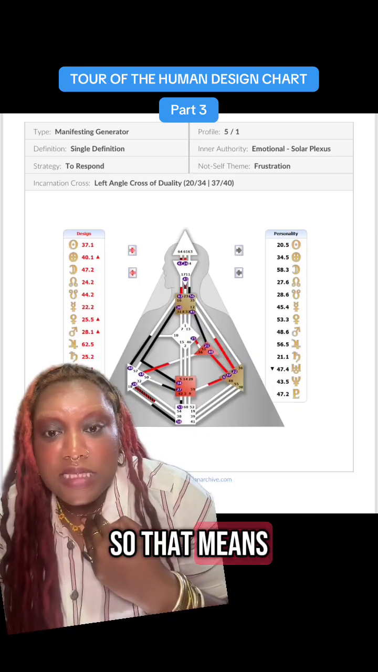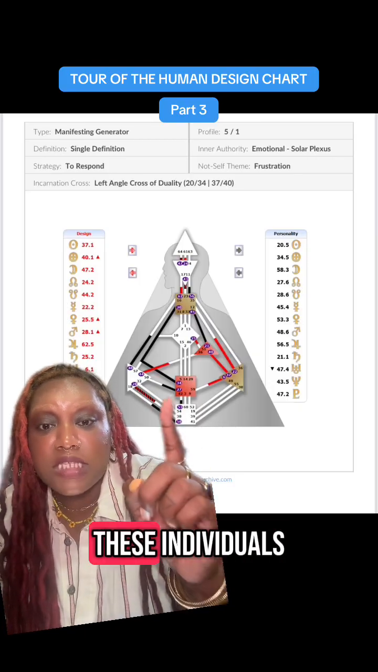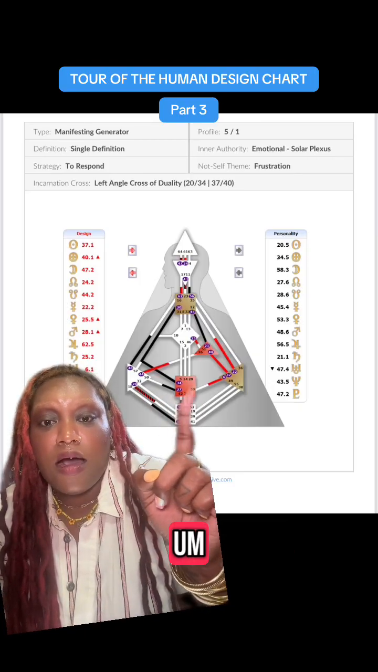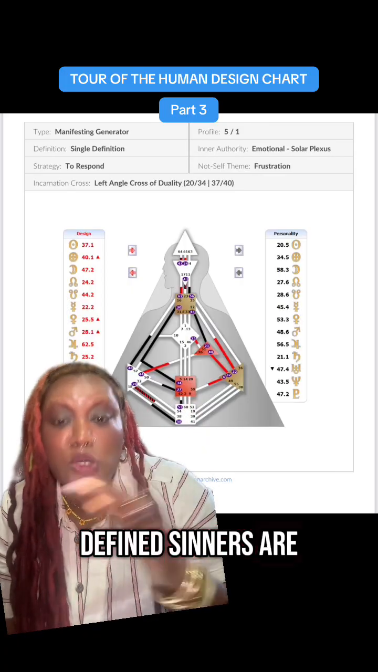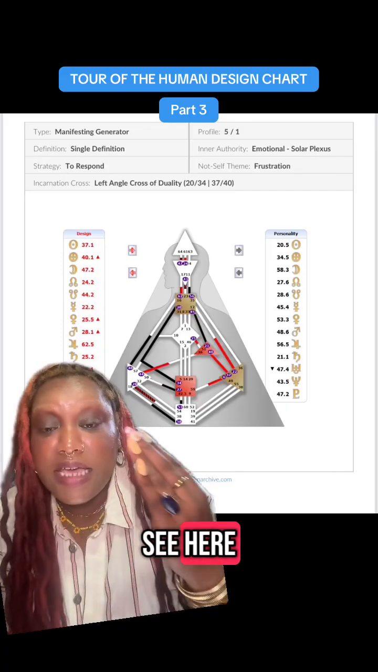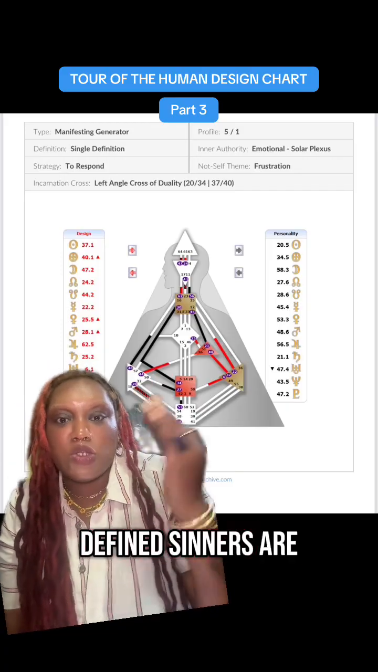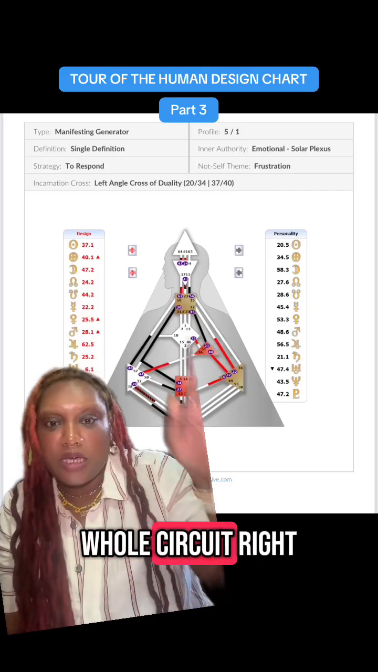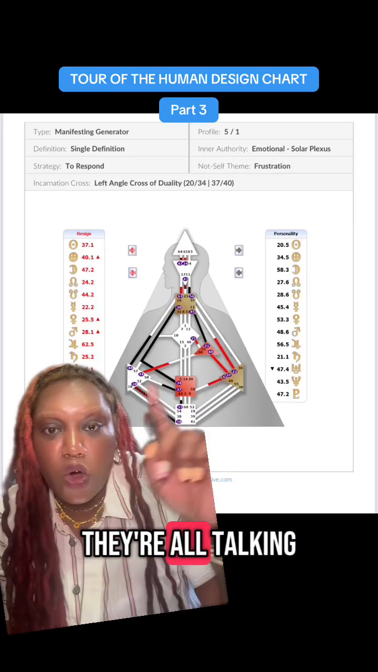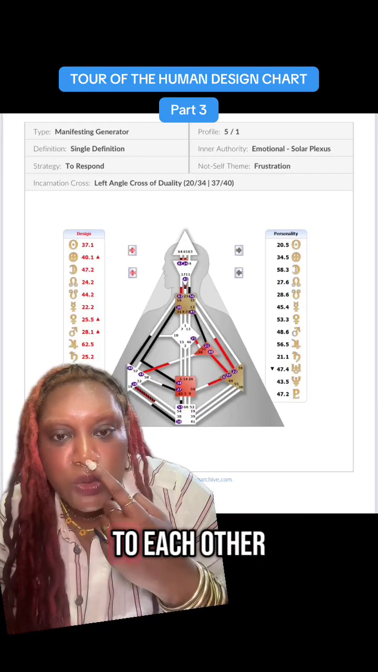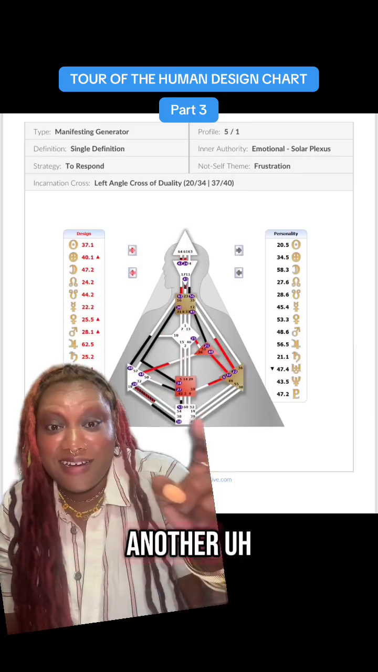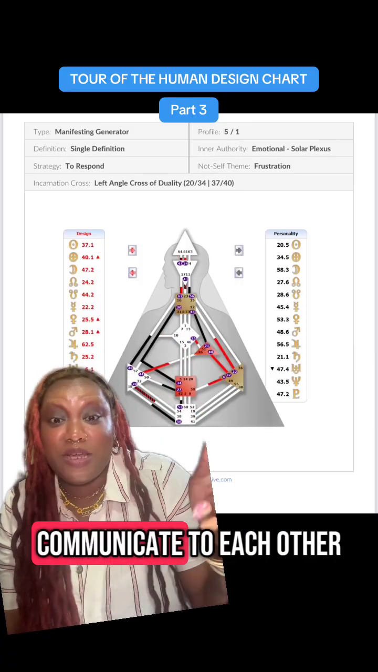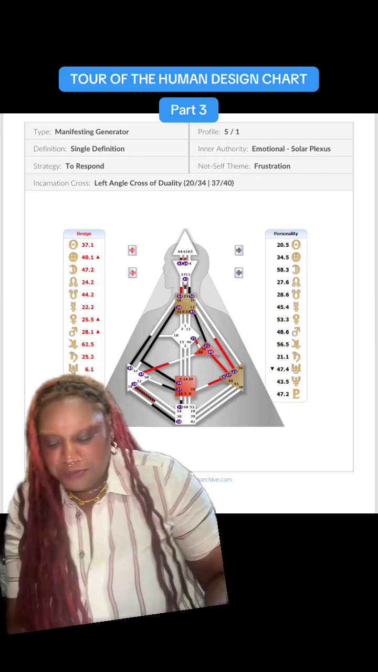That shows me that all of this individual's defined centers are connected. We can see here that all their defined centers are connected to the whole circuit, right? It makes up a circuitry. They're all talking to each other. They're all able to communicate with one another one way or another. There's a way for them to communicate with each other.